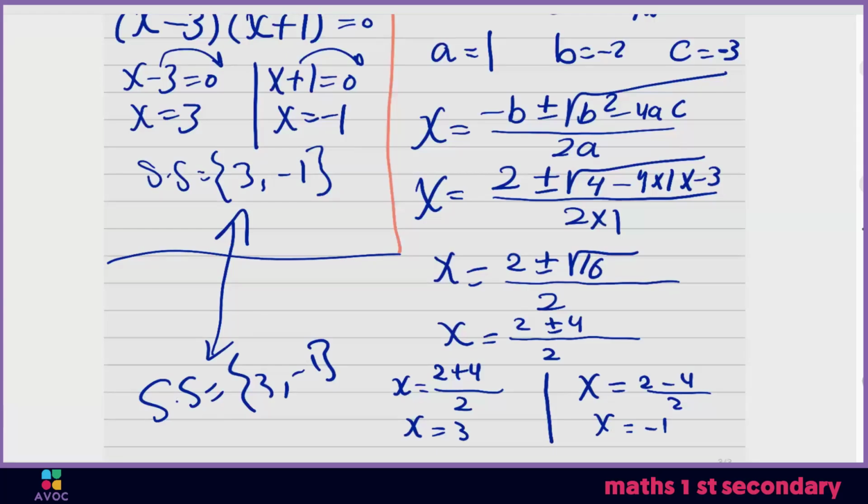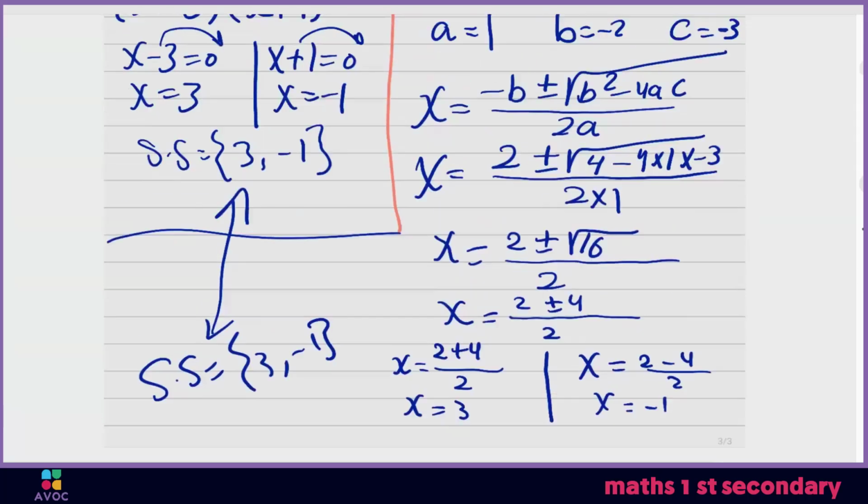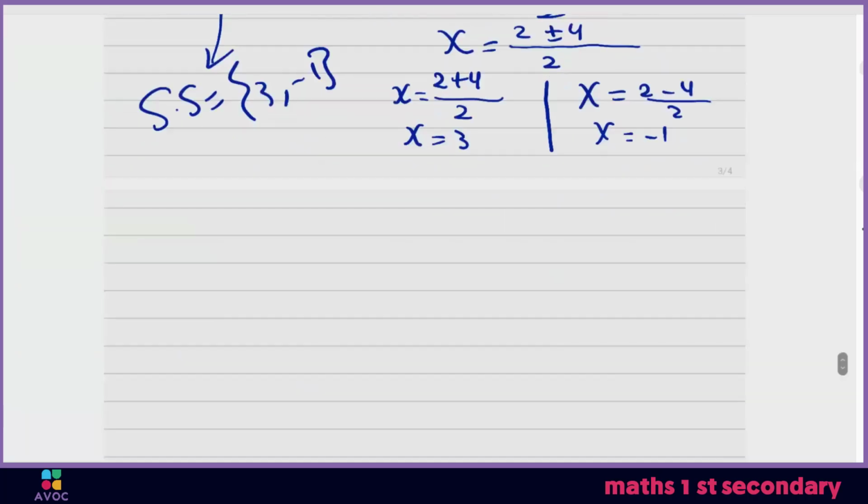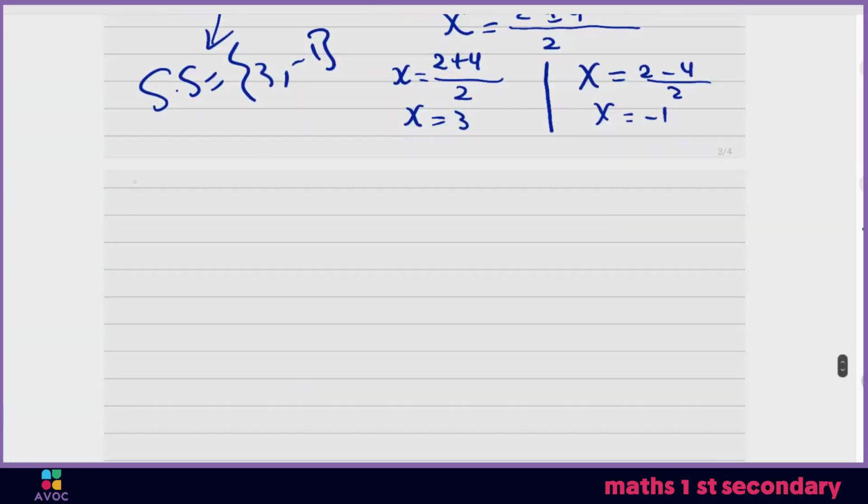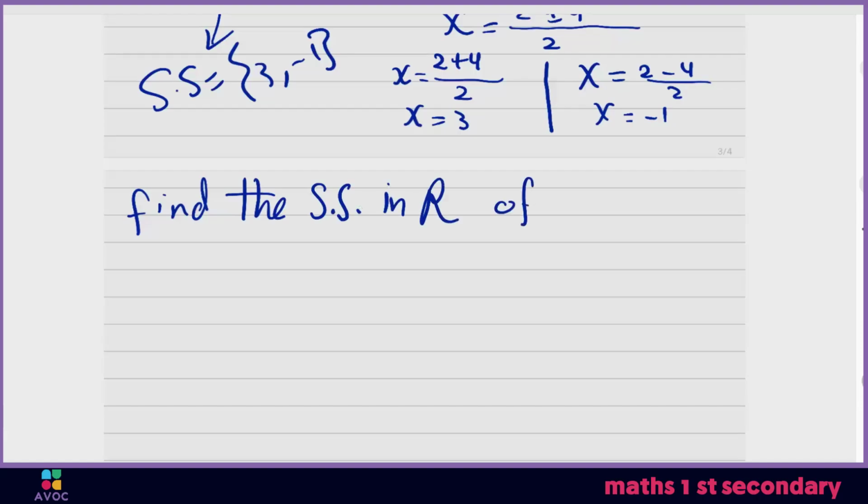Okay. I have now a special case. When I ask you to find the solution set in R of f of x equals x power 2 minus 4, this is number 1, and here f of x equals x power 2 plus 4.